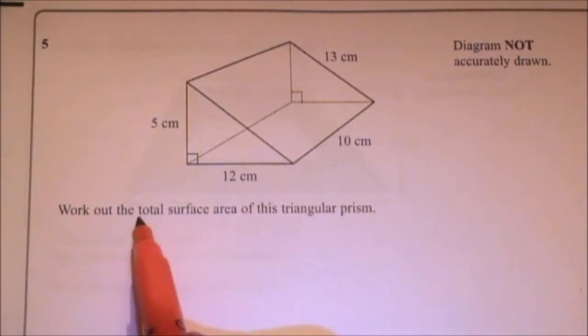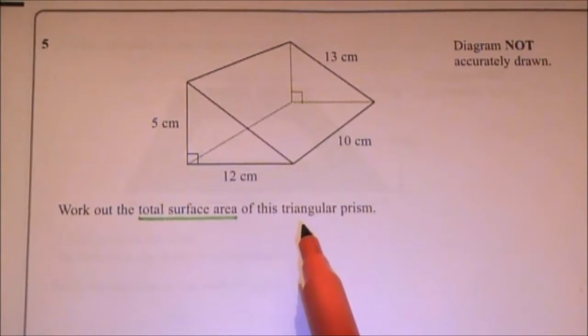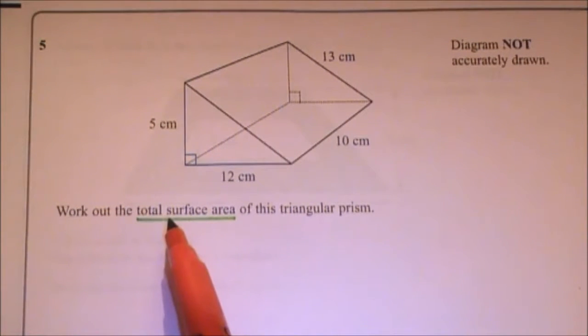Question 5 is a total surface area question, and as the name suggests, you need to find the area of all of the surfaces and then total them, so add them together.